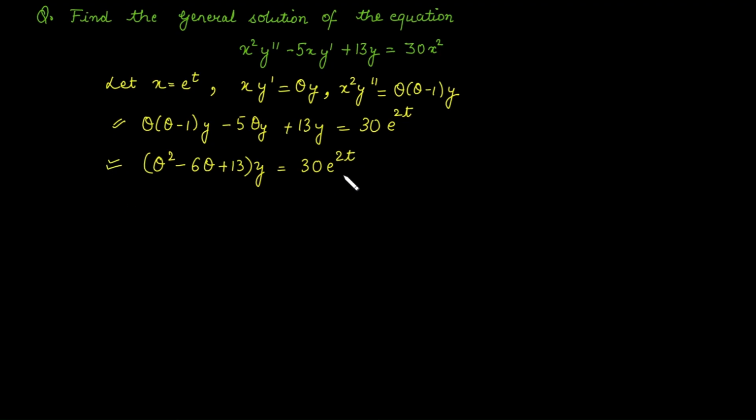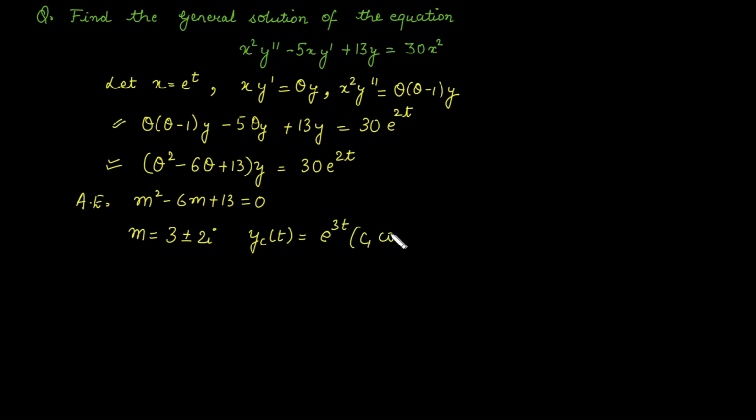Now, this is a differential equation with constant coefficients. Find the complementary solution. For that, we write the auxiliary equation, and the auxiliary equation is m square minus 6m plus 13 is equal to 0. In this case, the roots are 3 plus minus 2i. And finally, the complementary solution in terms of t is equal to e raised to power 3t into c1 cos of 2t plus c2 sine of 2t.